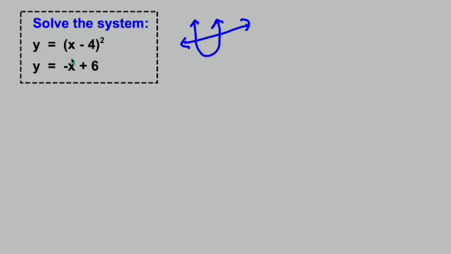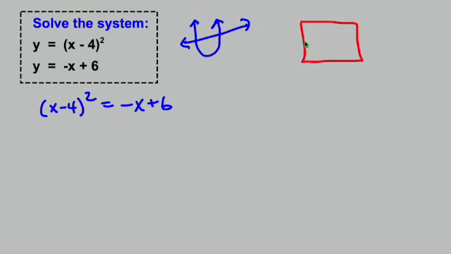So let's go ahead and solve it algebraically. They're both equal to y, so I'm going to go ahead and set them equal to each other. So I have (x minus 4) squared equals negative x plus 6. All right, so let's do this first. Let's go ahead and square x minus 4. And I'm going to actually show that over here using generic rectangles because a lot of people actually blow this. And you're going to have x minus 4 times x minus 4 when you do this.